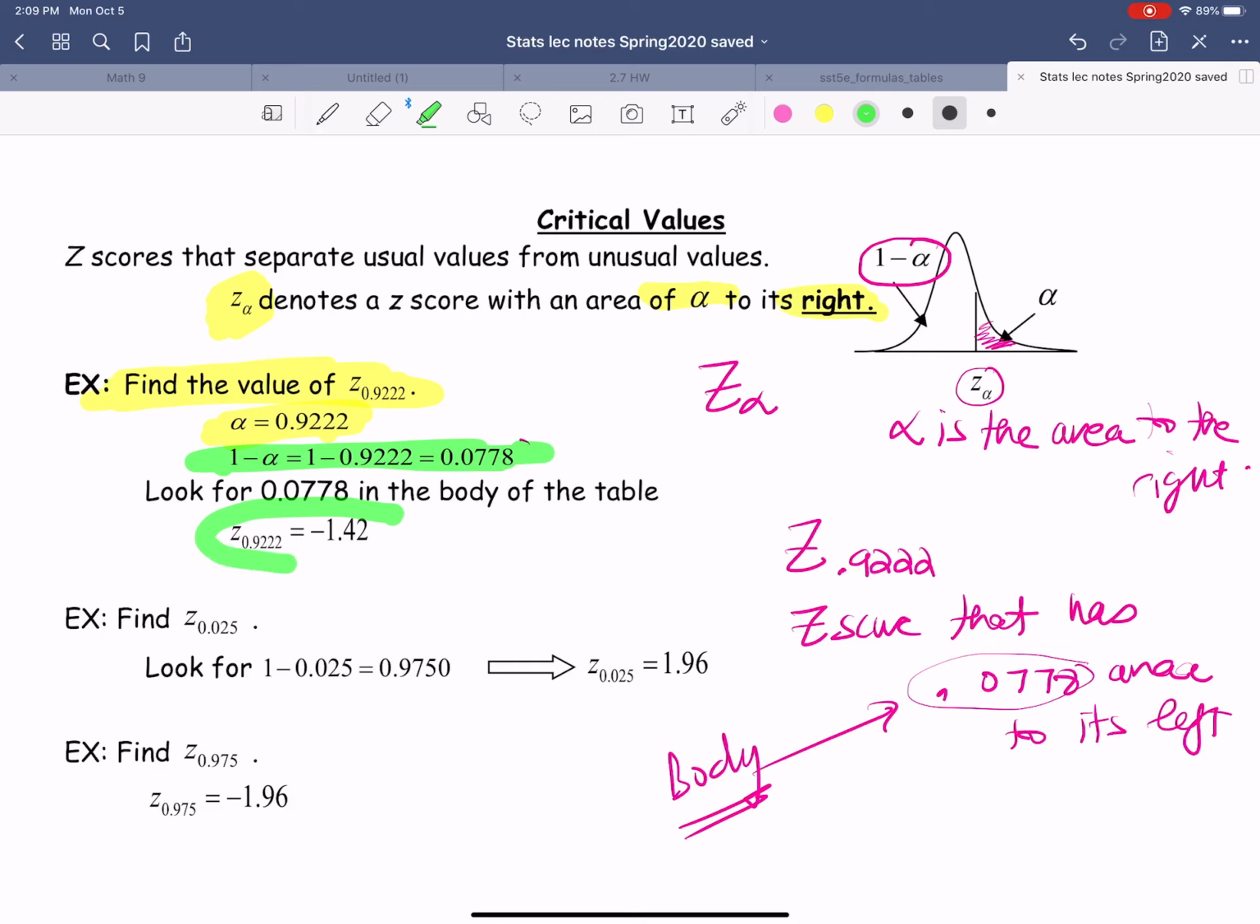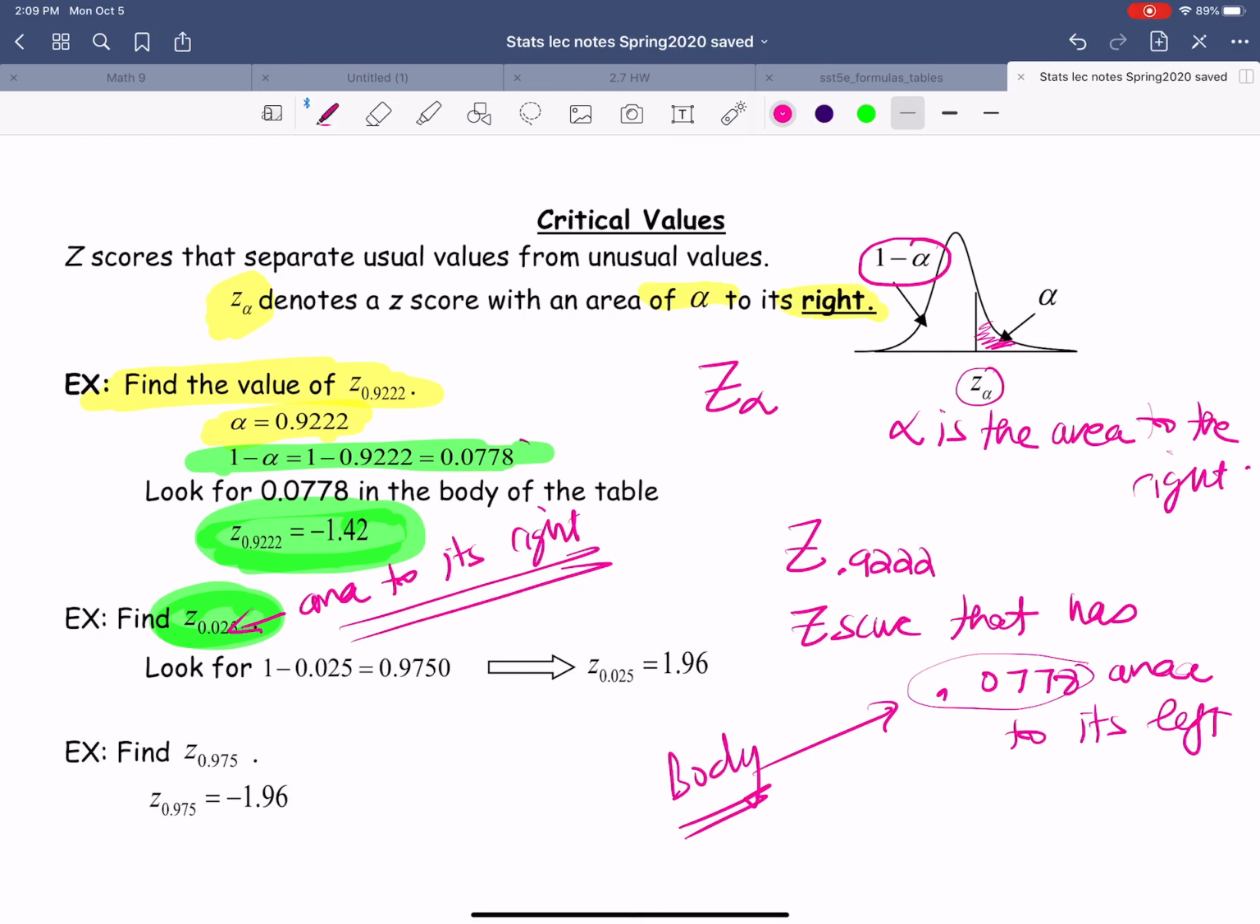So negative 1.42 is the z-score here. Okay, find the z 0.025. Here's another critical value problem. We're looking for the z-score that has 0.025 area, this much area to its right. If it's got this much area to the right, it would have 0.9750 to the left.